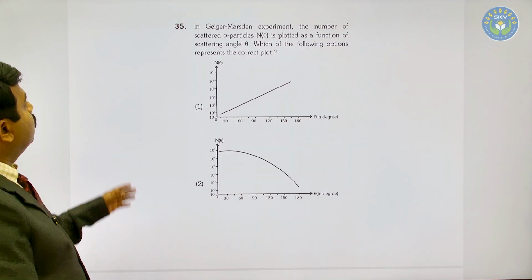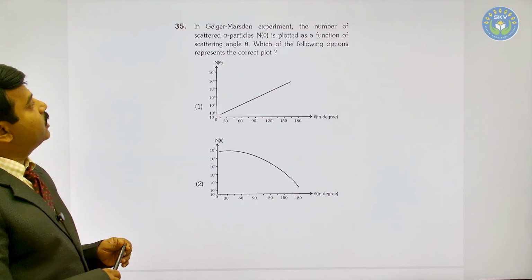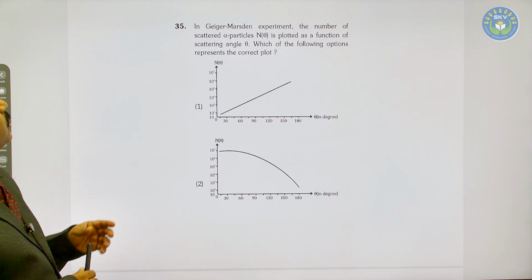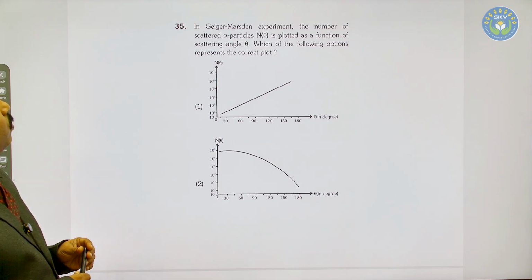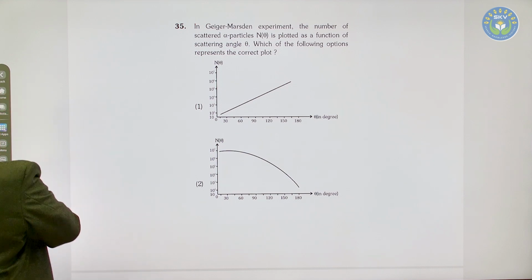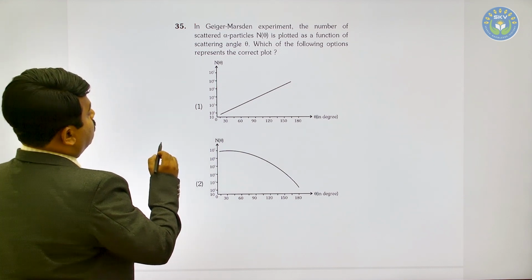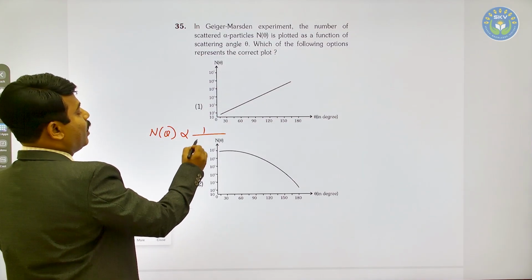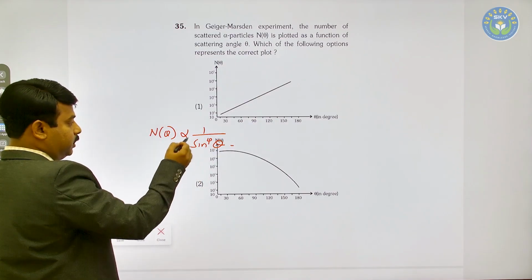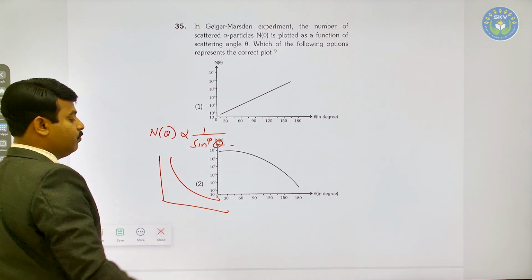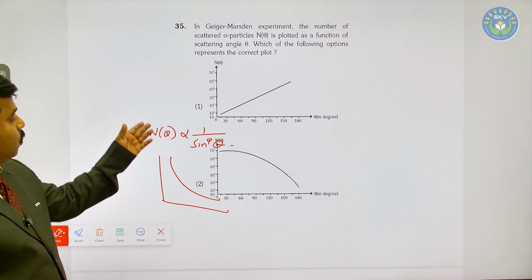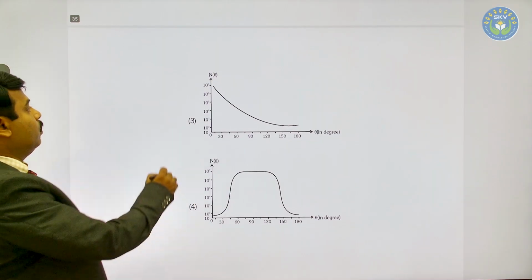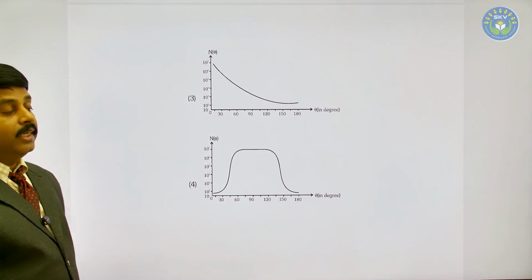All right. Question number 35. In the Geiger-Marsden experiment, the number of scattered alpha particles N(θ) is plotted as a function of scattering angle θ. Which of the following represents the correct plot? See how we studied the scattering angle. The number of particles scattered is proportional to 1 by sine raised to 4 θ. Then as the sine value increases, this is the shape of the graph we studied, right? So options 1 and 2 are wrong. Now only option 3 is showing that, right? Then option 3 is correct, right?